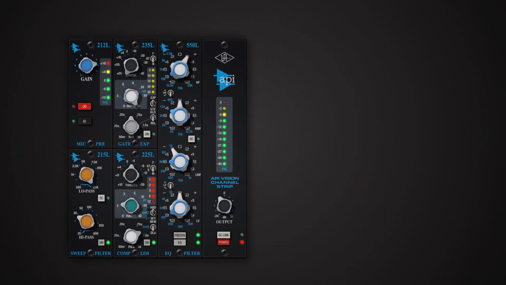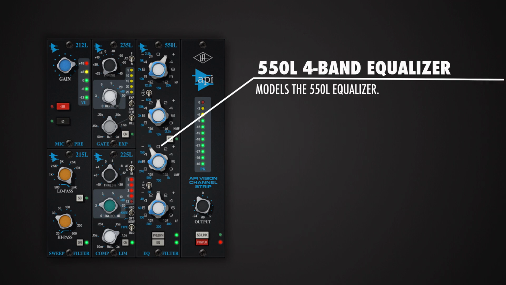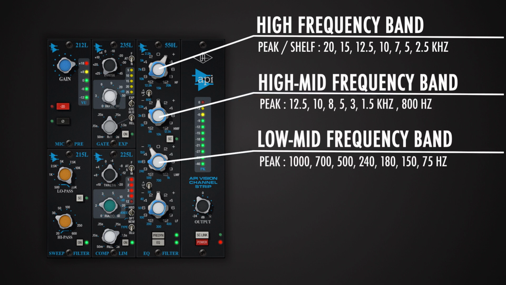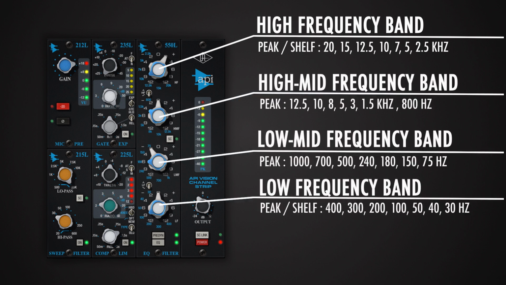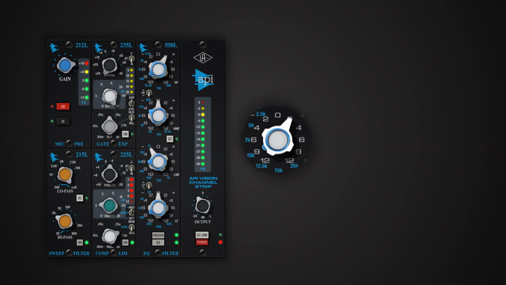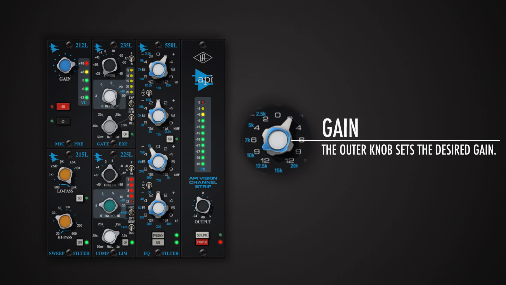On the right of the dynamics module, we can find the 550L Equalizer module. We've got 4 bands, a high frequency band, a high mid, a low mid, and a low frequency band. We can select the frequency of each of the bands with the blue inner ring of the knob. With the outer ring of the knob, we can select the amount of attenuation or gain that we're applying.